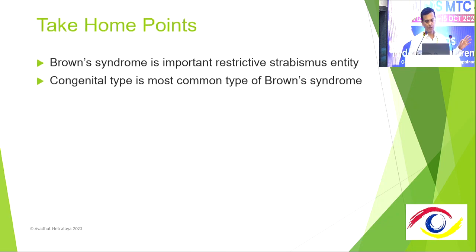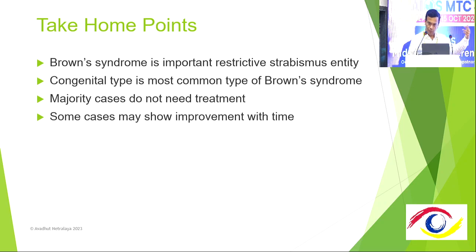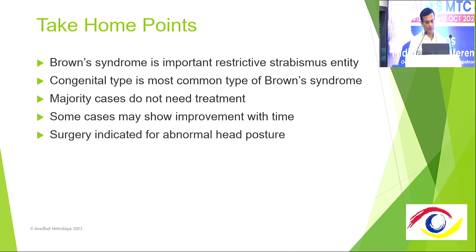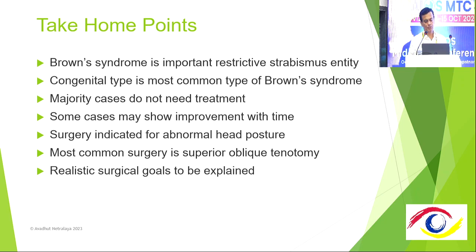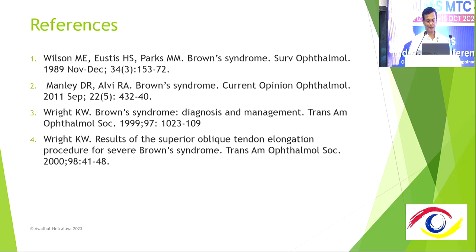So the take home points: Brown syndrome is an important strabismus entity. Congenital type is most common. The majority of cases don't need treatment, because a few of the cases improve with time also. Surgery is indicated only in abnormal head posture, and still the most commonly done surgery is superior oblique tenotomy. Always give chair time to the patient, and explain the realistic goals, that it is only to correct the head posture. The ocular motility will not be completely restored in any kind of restrictive strabismus.